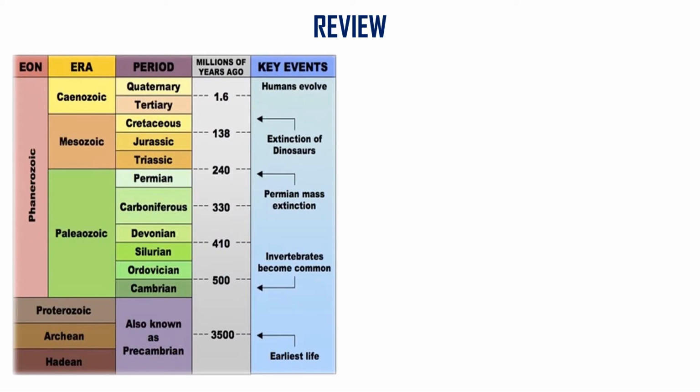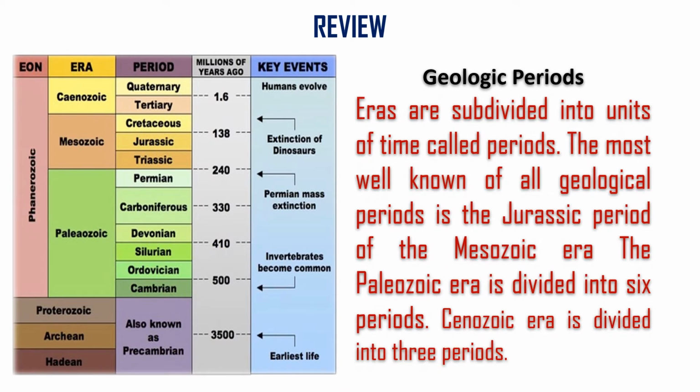Geologic periods. Eras are subdivided into units of time called periods. The most well-known of all geological periods is the Jurassic period of the Mesozoic era. The Paleozoic era is divided into 6 periods. Cenozoic era is divided into 3 periods.